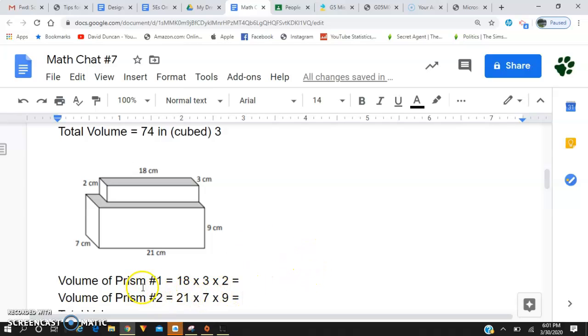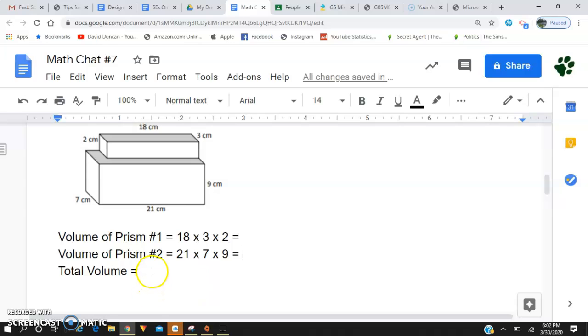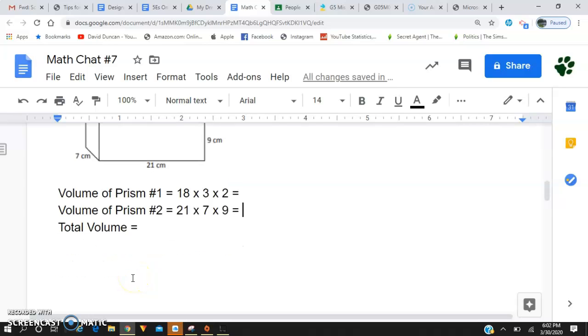Okay, the volume of prism 1, I want you guys to calculate that out by doing 18 times 3 times 2. And I want you to calculate out the volume of prism 2, which is 21 times 7 times 9. Once you get those two volumes calculated, you're going to add them together to get the overall volume of these two shapes combined. That's all I'm going to help you with on this one.